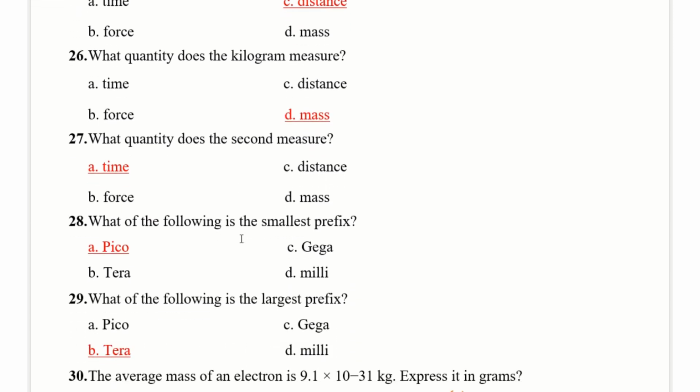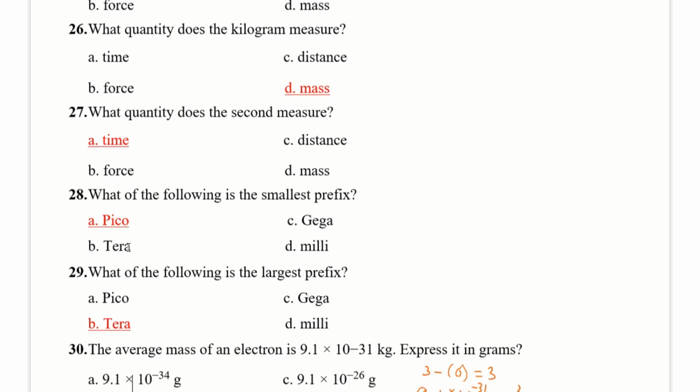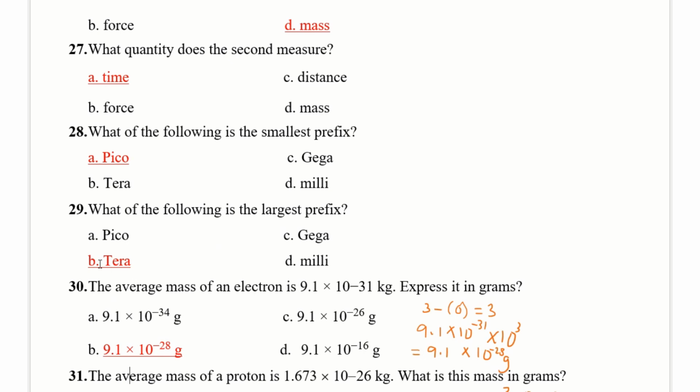Question 28. Which of the following is the smallest prefix? Pico is the smallest because it's 10 to the power of negative 12. Which one is the largest or biggest? Tera, because tera is 10 to the power of 12, not negative 12.